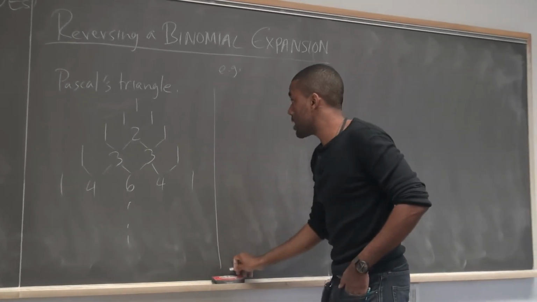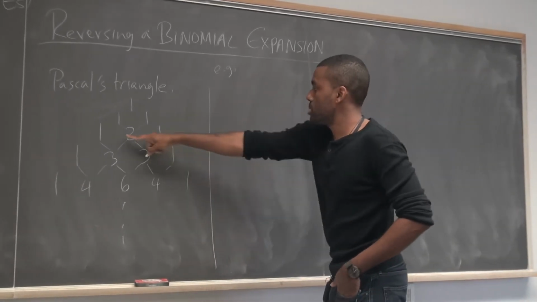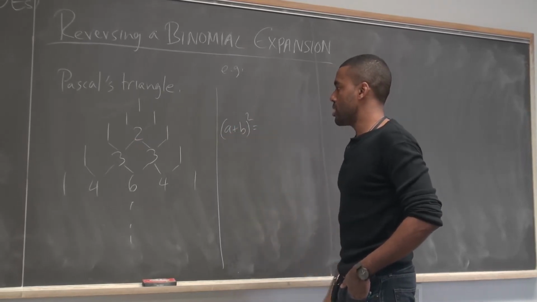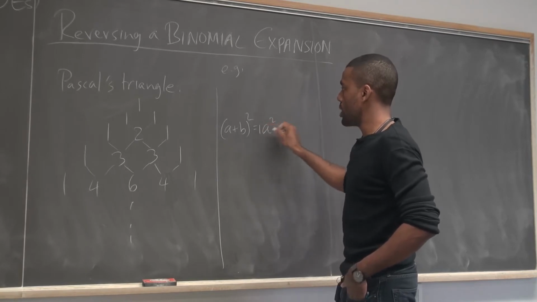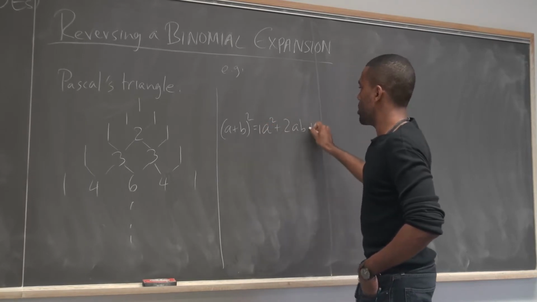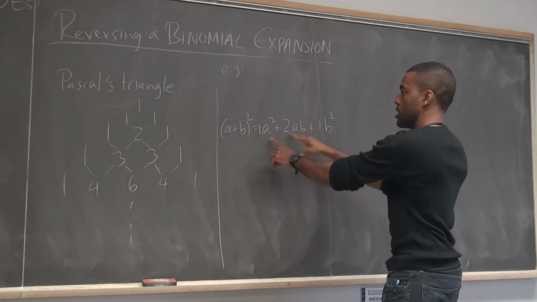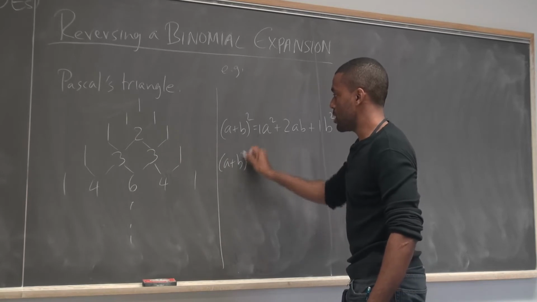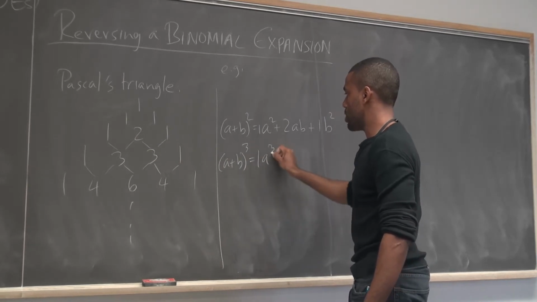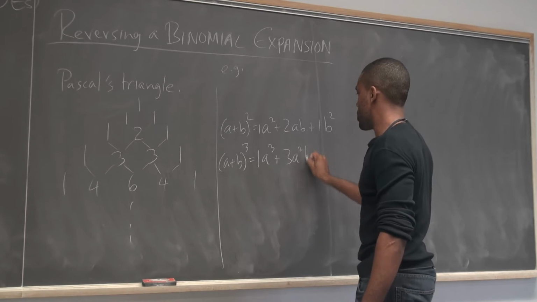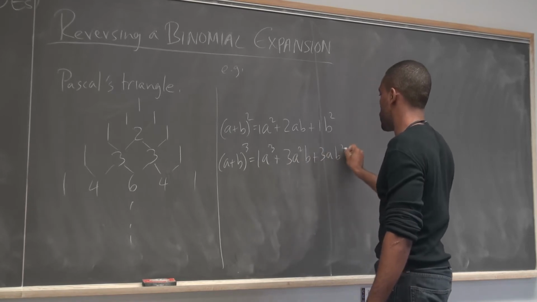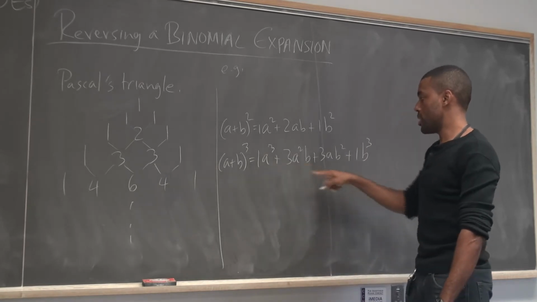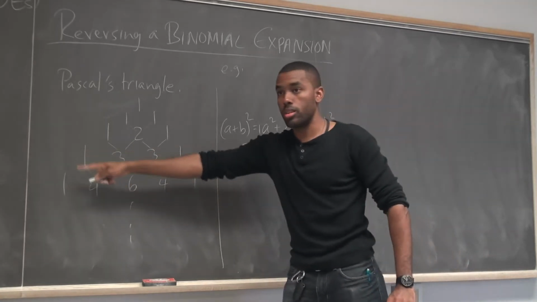So for example, this tells us that if I have a plus b squared, then the coefficients would be 1a squared plus 2ab plus 1b squared, right? See, the coefficients come from the triangle. So if you had something like a plus b cubed, you have 1a cubed plus 3a squared b plus 3ab squared plus 1b cubed, right? So you have the 1, 3, 3, 1, which comes from this triangle.